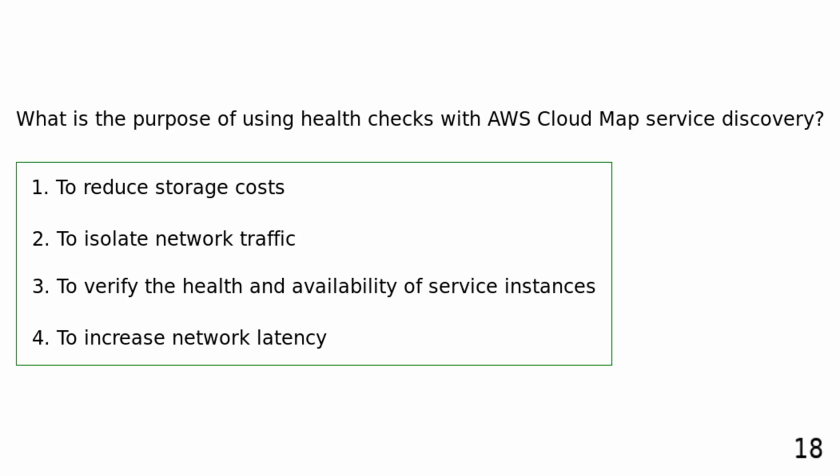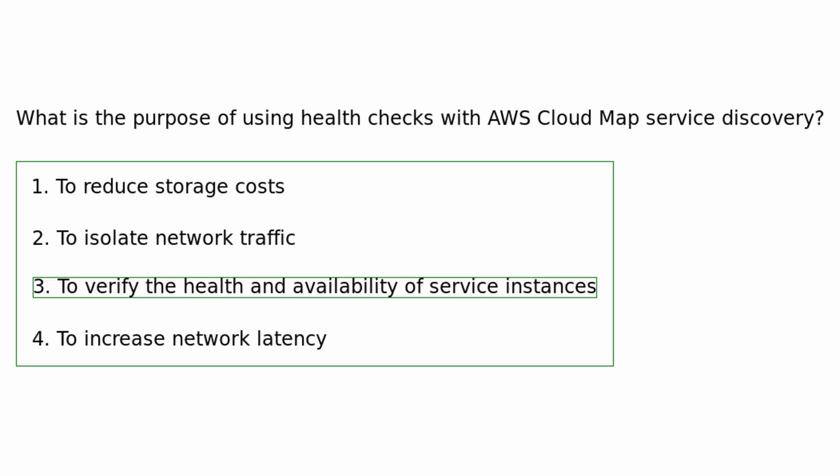What is the purpose of using health checks with AWS Cloud Map service discovery? To reduce storage costs. To isolate network traffic. To verify the health and availability of service instances. To increase network latency. Health checks in AWS Cloud Map service discovery are used to verify the health and availability of service instances, ensuring that only healthy instances receive traffic and maintaining the reliability of the system.